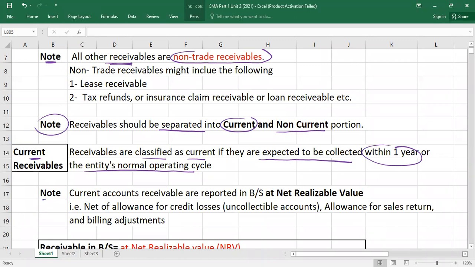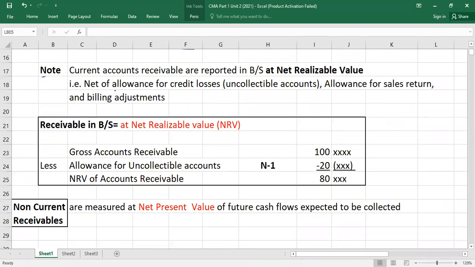So here we go. We are moving to the main idea now. Trade receivables are always recorded in your balance sheet at net realizable value, also called NRV. So what is net realizable value? This is how it will look in your balance sheet. Net realizable value means that you take gross accounts receivables, meaning the total amount of receivables, and from there you deduct the allowance for uncollectible accounts.